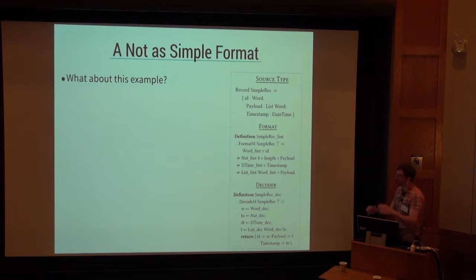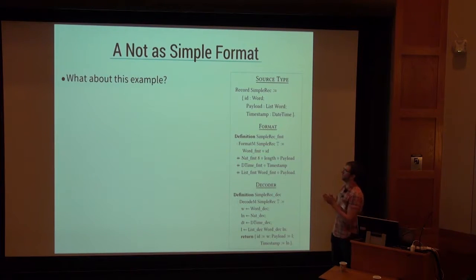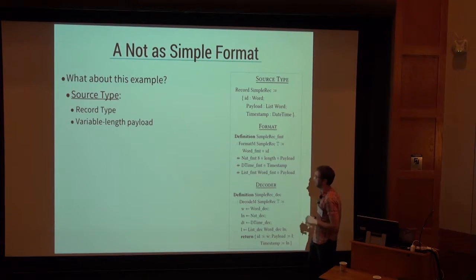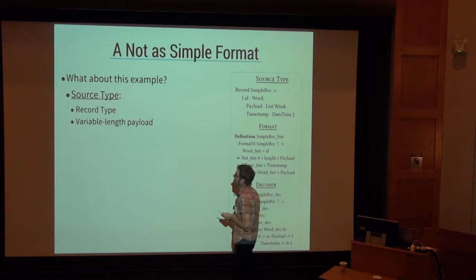So, okay, as an example, let's tweak our format a little bit. So what about this example? Here is a new source data type, here is a new format, and here is a new decoder. So what have we tweaked here? We've tweaked a couple things in all three of these definitions. I highlighted the RFC definition, but you could imagine there's an extra field in that ASCII art that I didn't want to draw again.